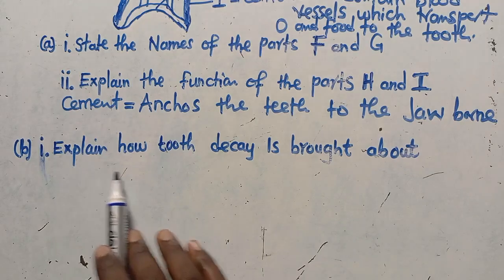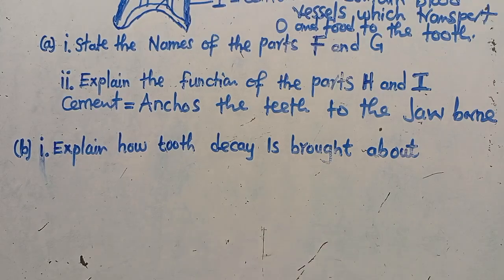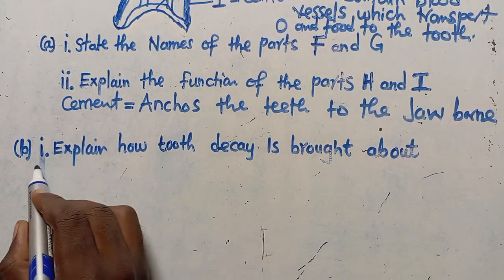So the question is saying, explain how tooth decay is brought about. Maybe some questions can ask you, what is tooth decay? Here they are just telling us to say, how is tooth decay brought about? You need to understand that tooth decay is a condition where the enamel of the teeth is corroded. That is what we mean by tooth decay. How is this brought about? I'll be writing it down so that we don't consume a lot of time.